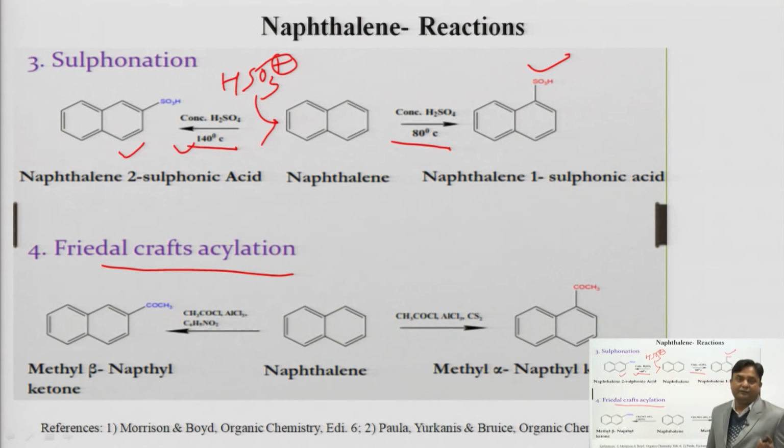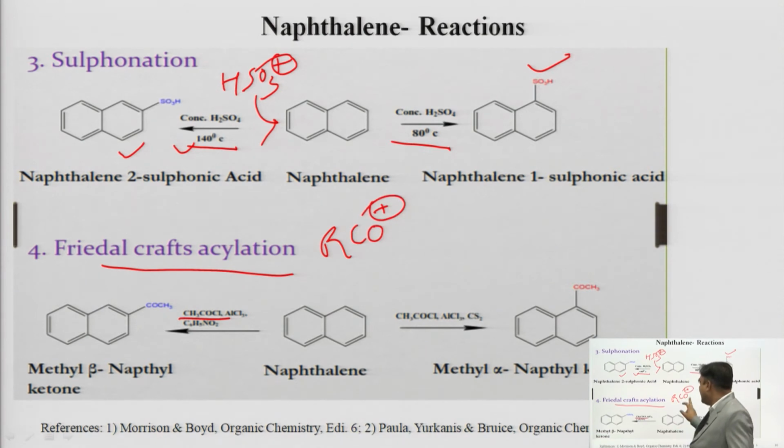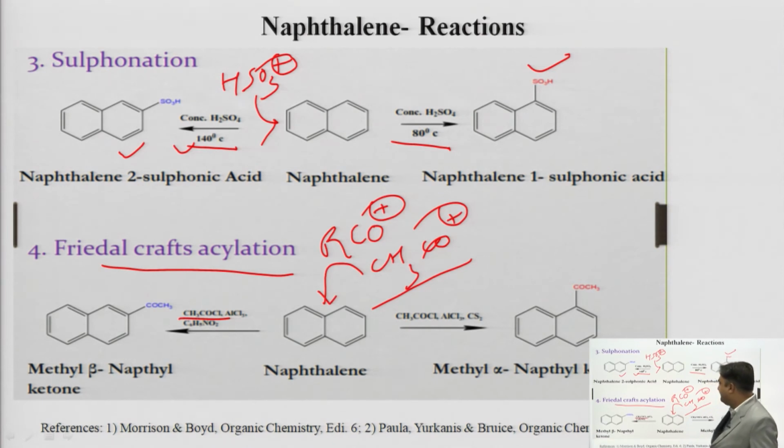Again we need a reagent for the electrophile generation. We can use acetyl chloride, or sometimes acetic anhydride. Here we are using acetyl chloride, CH3COCl, in the presence of an anhydrous Lewis acid like AlCl3. It provides the RCO plus electrophile, which here in place of acetyl chloride is CH3CO plus. This group attacks naphthalene and we get the substituted product, methyl beta naphthyl ketone.